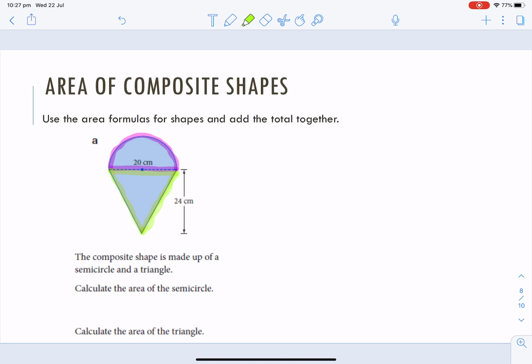So the first step says to calculate the area of the semicircle. The second says calculate the area of the triangle. Now once we found both of those, we add them together. All right, back to my pen. So I'm going to start with my semicircle.